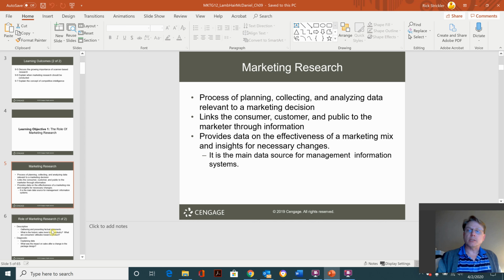You do this because it's much less expensive to do research as opposed to actually launching a marketing strategy and having it fail. You lose money, you lose resources, you lose time, and you lose revenue that would have been gained had the marketing strategy been successful. So you do this by linking the consumer, customer, and public to the marketer through information, which provides data on effective marketing mix and insight for necessary changes.